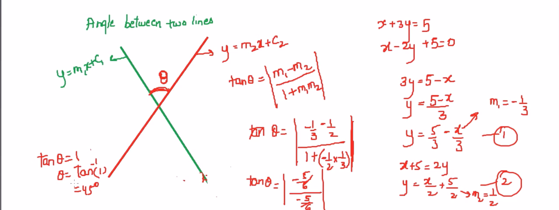Now there are a few conditions for straight lines, especially in angles. In the angle between straight lines, there are two cases. First, either the lines can be parallel or they can be perpendicular. So just by looking at the equations of two straight lines, you can get to know whether they are parallel or perpendicular. How?